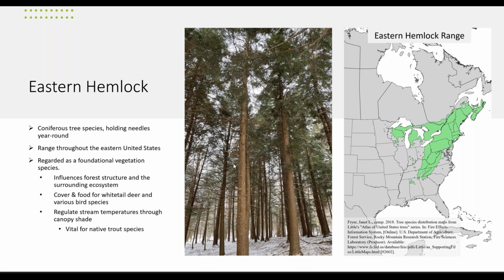Well, hemlocks are regarded as a foundational vegetation species within their native range. What this means is that they influence forest structure in the surrounding ecosystem where they are present, specifically by providing cover and food for animals year-round, including white-tailed deer and various bird species. Additionally, due to their dense foliage, they create constant shade and act as temperature regulators for streams, which is vital for freshwater fish like trout. An example of a healthy stand of hemlock trees is shown on the right here, and as you can see, it has a relatively open forest floor and is protective against weather events.